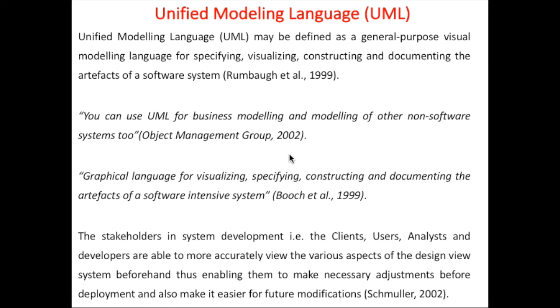Today we would like to talk about UML, Unified Modeling Language. It can be defined as a general purpose visual modeling language for specifying, visualizing, constructing and documenting the artifacts of a software system. What are the artifacts? The objects made by humans, these are the artifacts. UML is also used for business modeling and modeling of other non-software systems. This was given by Object Management Group in 2002.